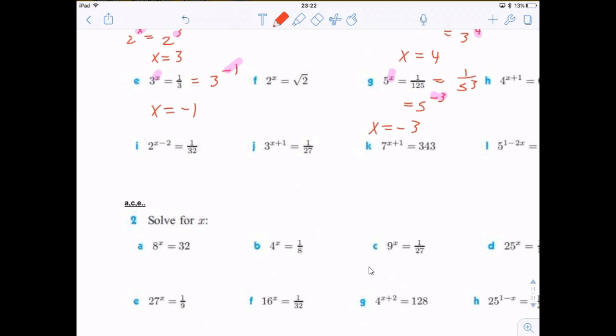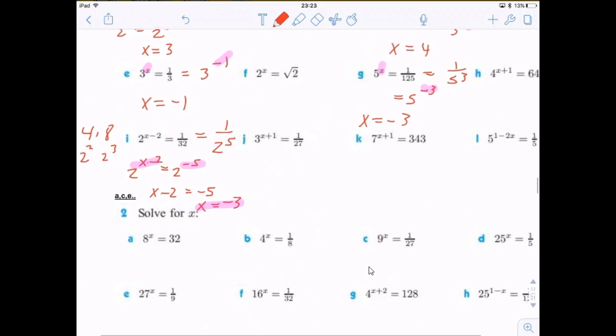What about I? We know that 32 is equal to 2 to the fifth. Or, we know that 32 is 4 times 8, right? So 4 is 2 squared, 8 is 2 cubed, so it's 2 to the fifth, right? 1 over 2 to the fifth. We know that 1 over 2 to the fifth is 2 to the negative fifth. So this is a pretty complicated one. We have 2 to the x minus 2 equals 2 to the negative fifth. So we know that the exponents are equal because the bases are equal. So x minus 2 is equal to negative 5. If we add 2 to both sides, we're going to get x equals negative 3.